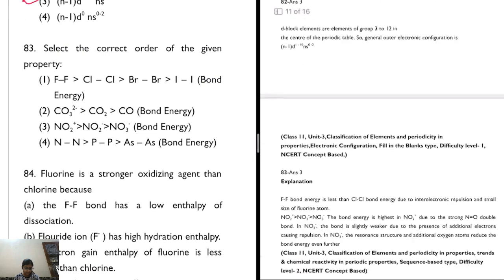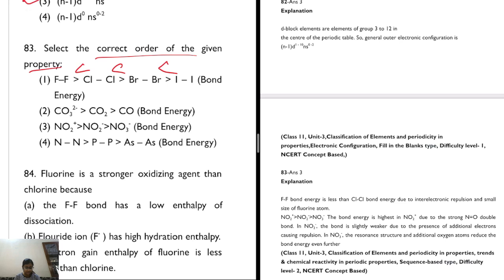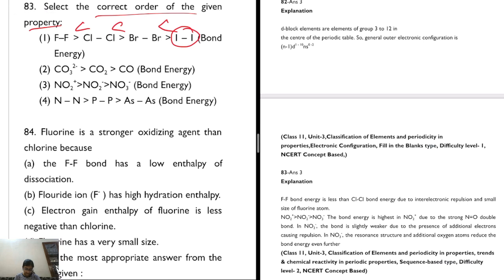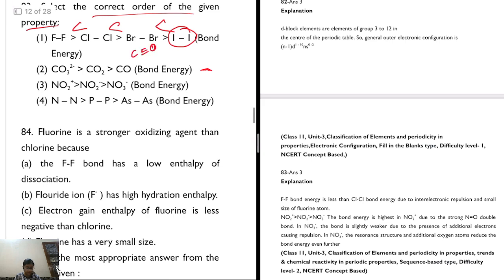Select the correct order of the given property. Bond energy, no, this is wrong. This would be the case because size would increase on moving down the group, so more energy would be required to break the bond. In this case, this is also wrong. Why? Because CO is C triple bond O. You need to provide maximum energy to break a triple bond.